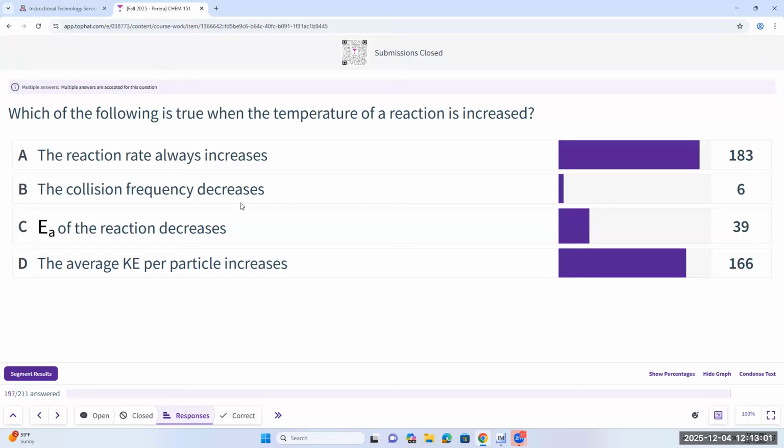That's what happened to my friend. That's why my friend had a higher collision frequency, because he went faster.